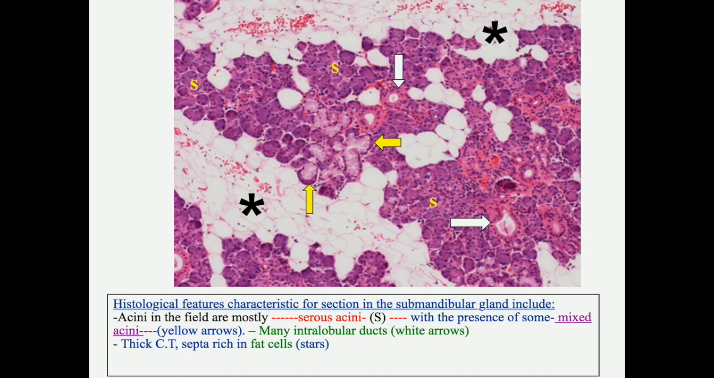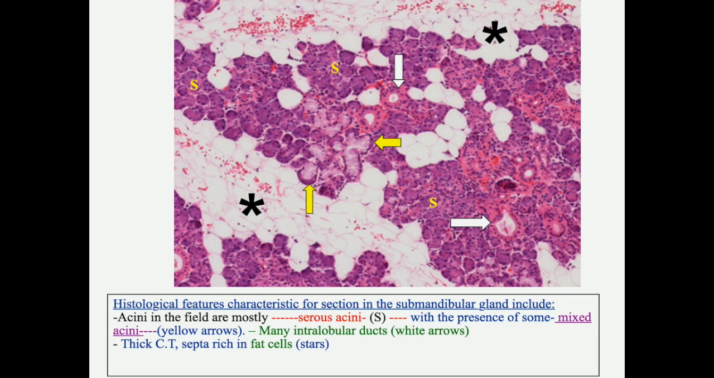This picture demonstrates the various histological features that you can mention in your exam for the submandibular gland of the human being. Here we have the major type of the acini is the serous acini, and less of the mucus as well as mucoserous.